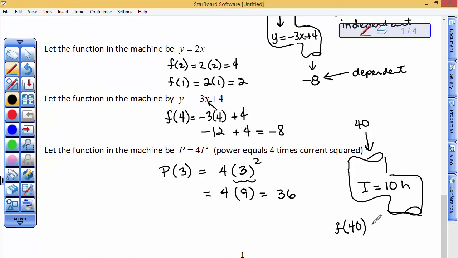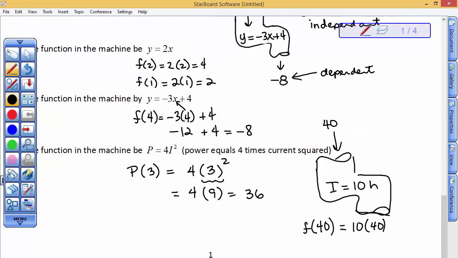Just an introduction. I'm going to come back in our next segment and we're going to talk a little bit more about evaluating equations, which are called functions.